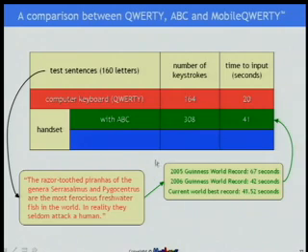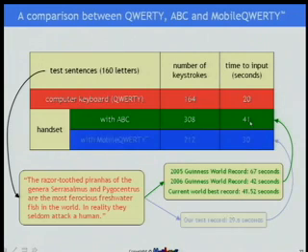It is 164 button presses. With the ABC handset, it is more than 300 presses, and the time taken is more than 40 seconds. Actually, 2 years ago, it was 67 seconds, and then the time gets lower and lower until it becomes 41 seconds here. But with our MobileQWERTY, the button presses become 212, and the time taken to input is just 30 seconds.